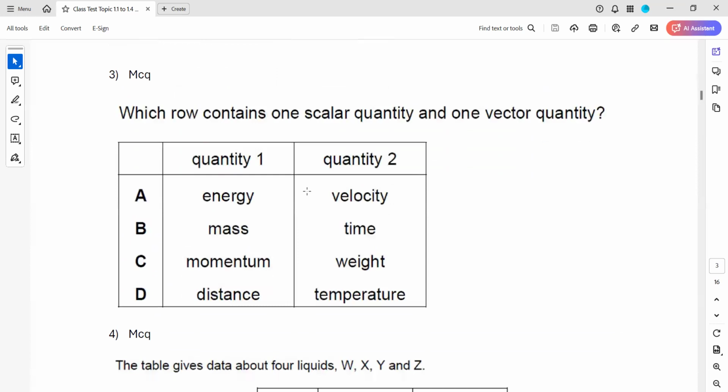Which row contains one scalar and one vector quantity? So energy is a scalar and velocity is a vector quantity. So that's why A should be the right answer for this. What about the other options? Mass is scalar, time is also scalar, momentum is vector, weight is also a vector, distance is scalar, temperature is also scalar. So we want one quantity to be scalar and the other one to be vector.